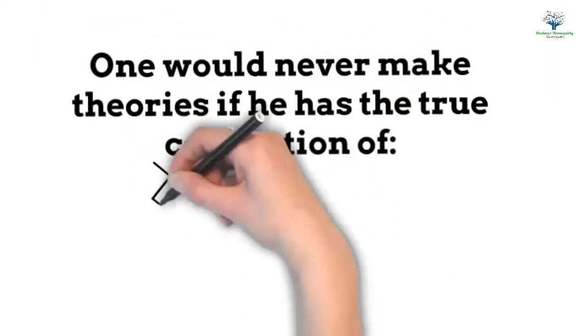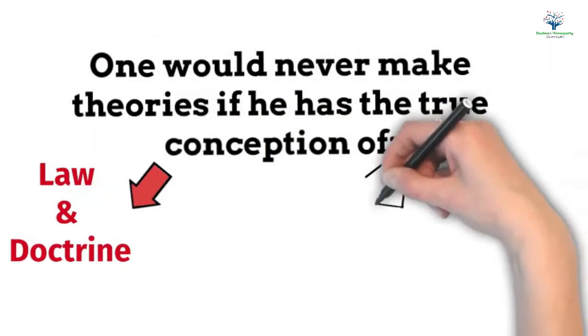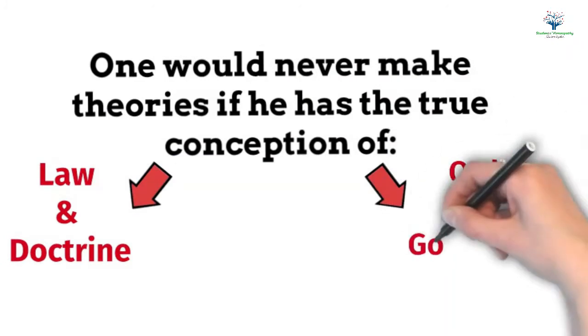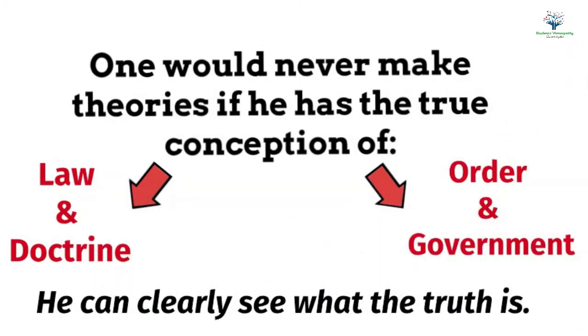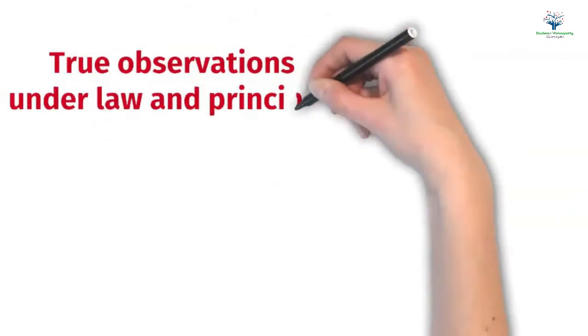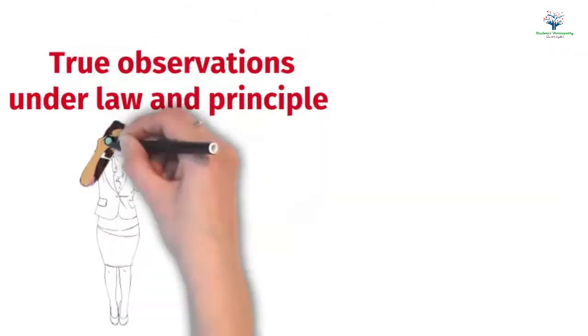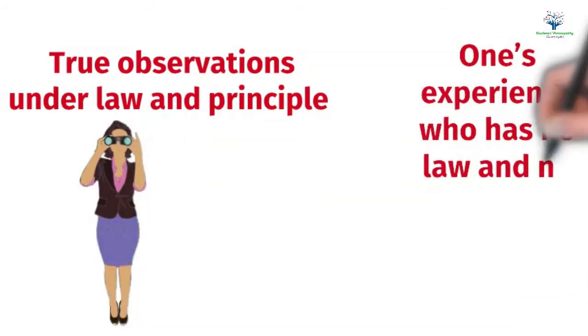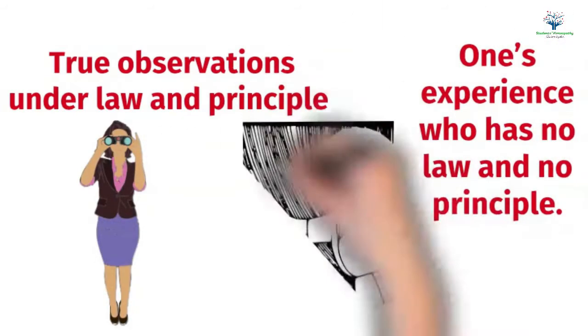One would never make theories if he has the true conception of law and doctrine, order and government. He can clearly see what the truth is. True observations under law and principle differ from the experiences of one who has no law and no principle.